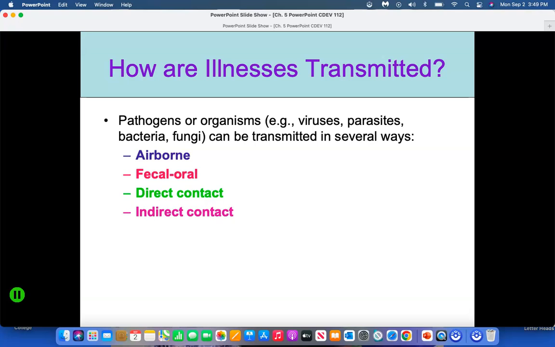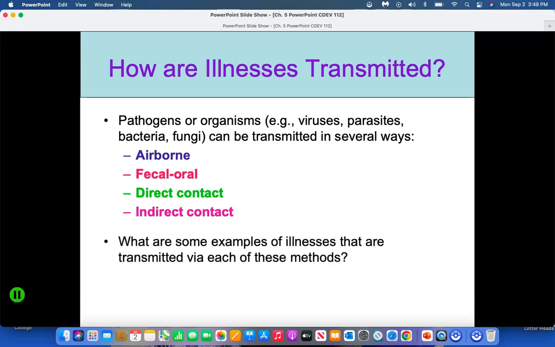Also, direct contact would be like through touch of something or another person. Indirect contact would be surfaces, maybe through animals or insects, something like that. What are some examples of illnesses that are transmitted via each of these methods? Can you think of some illnesses that are maybe airborne, maybe through coughing, sneezing?